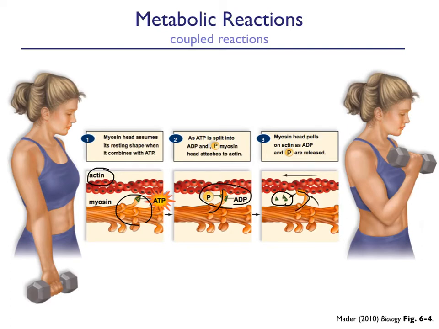And what this does is to move the actin filament in relation to the myosin fiber, so they move in opposite directions. This is what allows your muscles to contract. So again, the exergonic reaction of ATP to ADP is providing the energy necessary to change the shape of myosin and allow for muscle contraction.